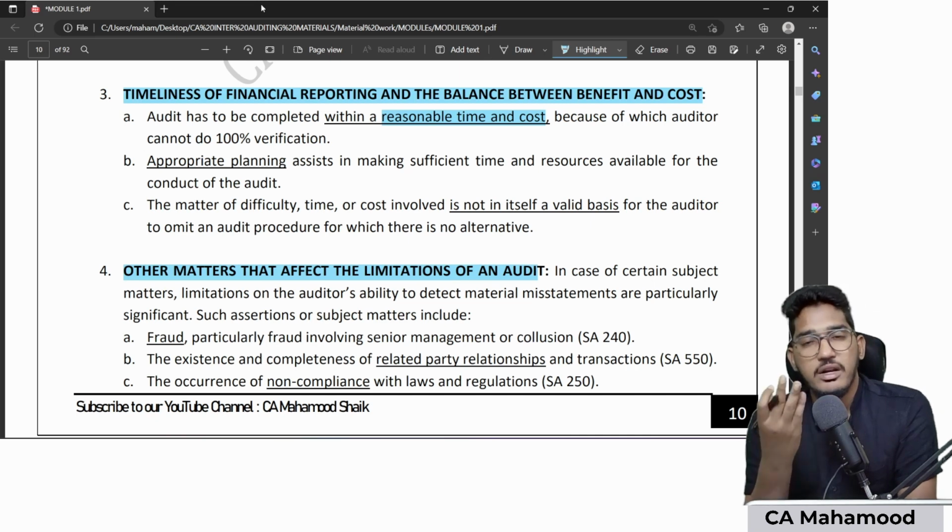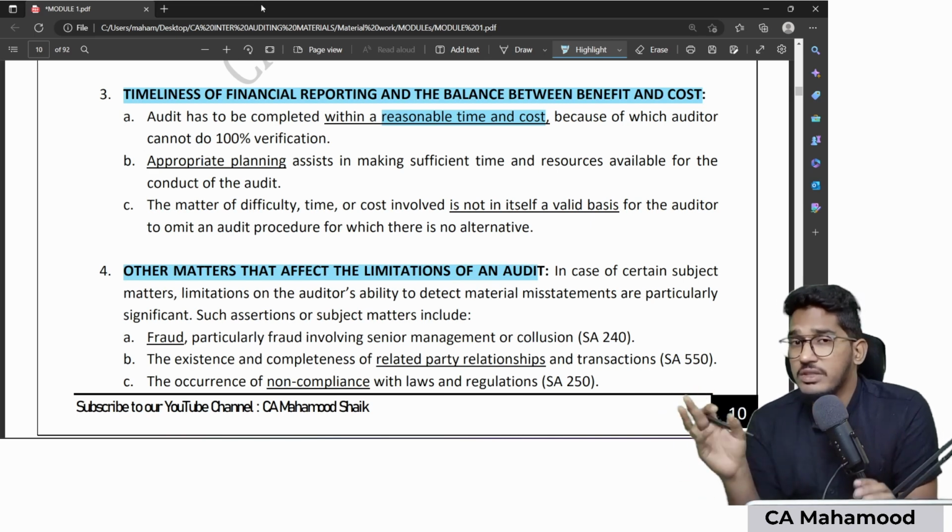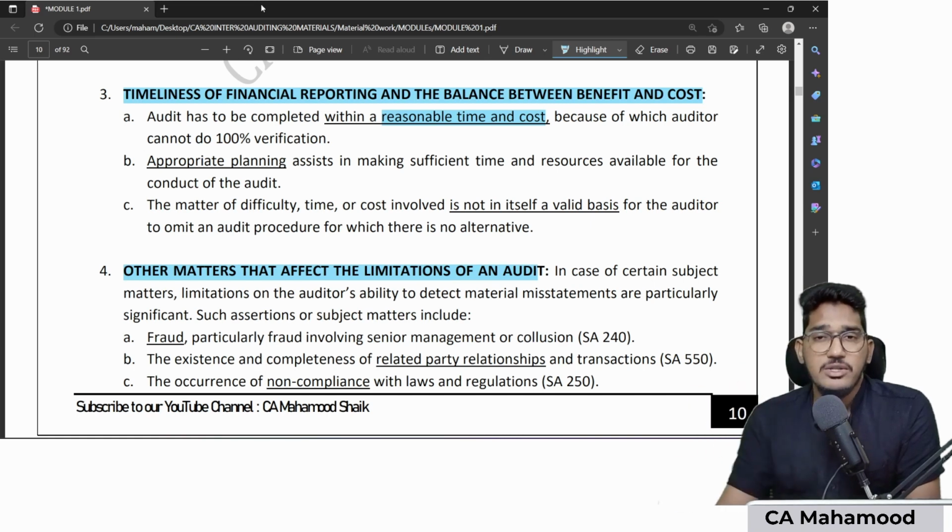If you want to do 100% verification of Reliance Industries Limited, it will take 2-3 years. But the auditor will not be given that much time. The audit report has to be given within reasonable time and within reasonable cost. If the auditor has to complete the audit within that reasonable time and cost, there is no other option. The auditor has to verify the transactions on a sampling basis. That's why we follow sampling in the audit. But if you follow the sampling basis, there is a risk there. What is the risk of following sampling?